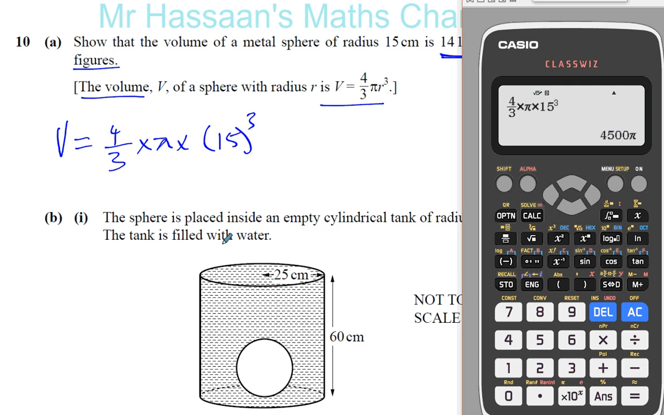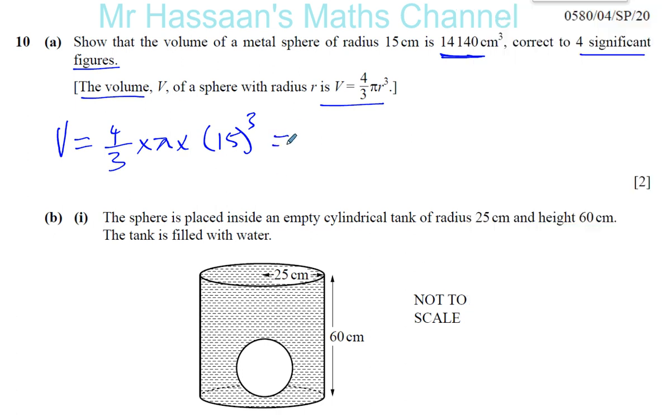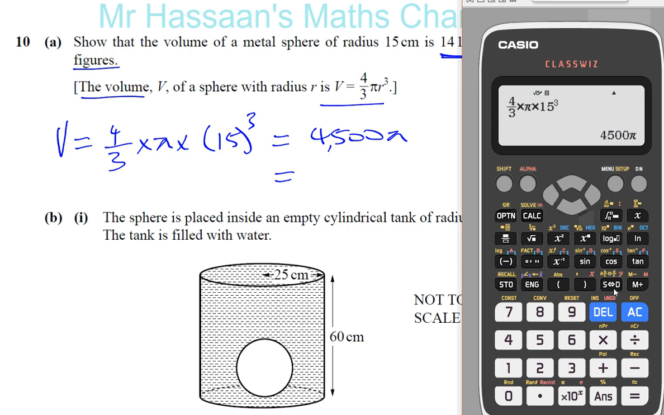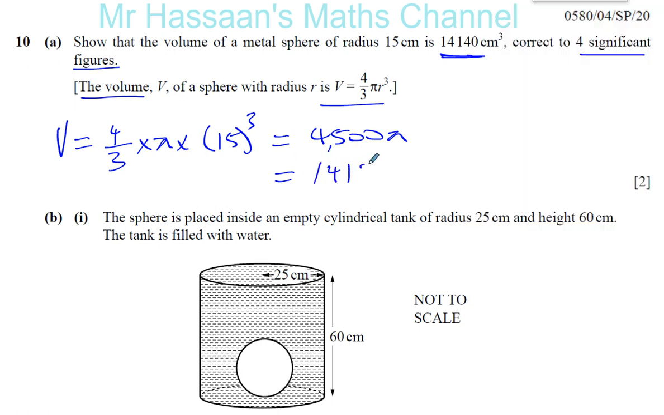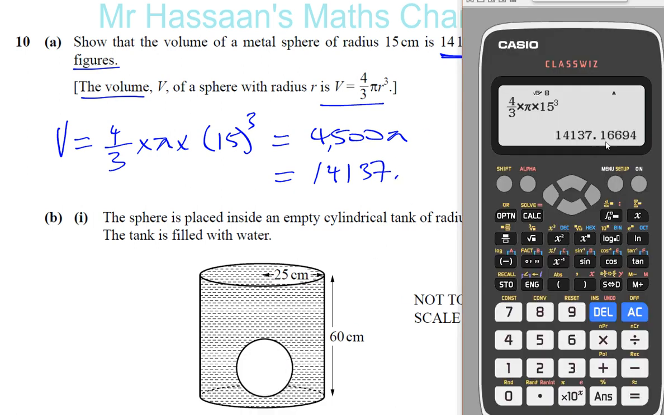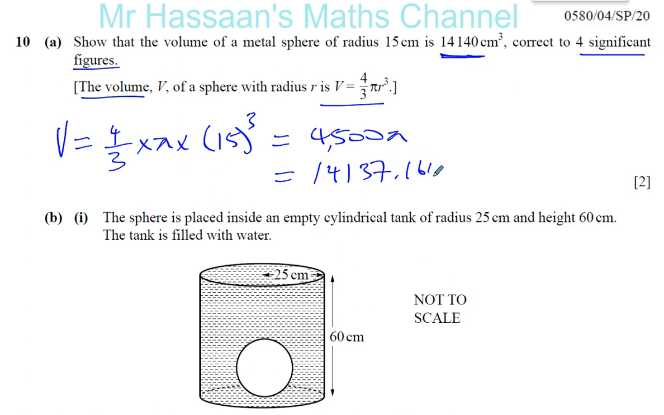Now, I advise you all to write this in the form that it comes out in the calculator first, 4,500 pi, because you might need this value in another part of the question. So leave that as it is, and then press the S to D button that changes it from surd form, which is its exact form, to decimal form. So you have 14137.16694. You don't have to worry about writing all of them down. Just write some of them down.